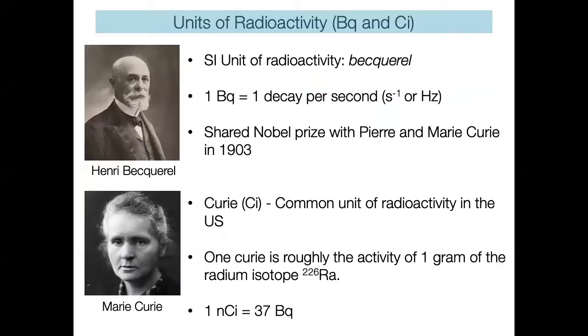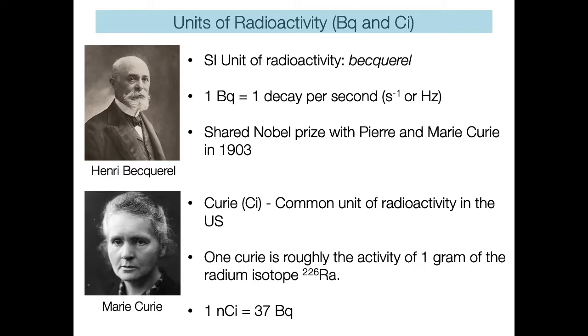So let's talk a little bit about units of radioactivity. I've talked a lot about radioactive tracers, but how do we quantify that? And really there are two types of units that I use, but the SI unit of radioactivity is becquerel. And 1 becquerel really means that you have 1 decay per second.